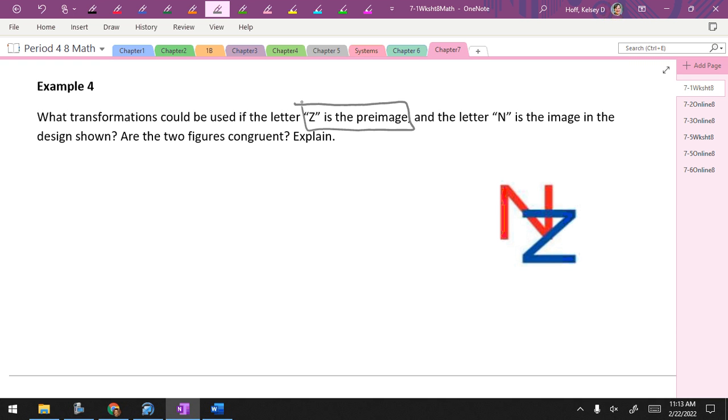Somebody I haven't heard from today. If Z is the preimage and N is the image, are the two figures congruent? Explain. Micah? So, yes, they're congruent. Translating Z and rotating 90 degrees counterclockwise. Perfect. And I'm guessing in your drawing you wanted to translate this down here to match up. Okay, so yes, they are congruent.